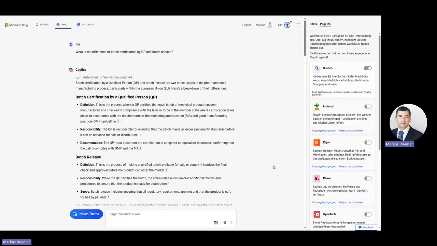So the first step is the batch certification by a qualified person. At the PICS, they call it the responsible person. So definition, this is the process where the QP certifies that each batch of medicinal products has been manufactured and checked in compliance with the laws in force in the member states where certification takes place, in accordance with the requirements of the marketing authorization and good manufacturing practices. This implies that the qualified person must have access to the marketing authorization files.